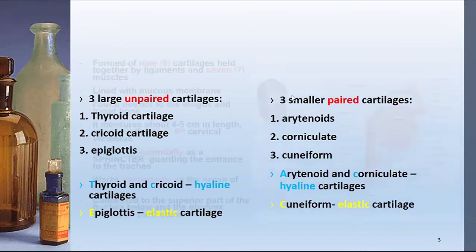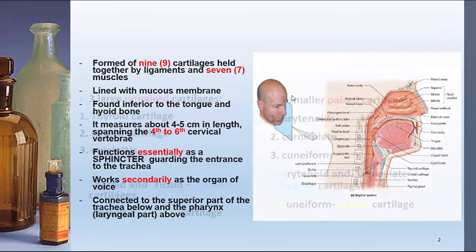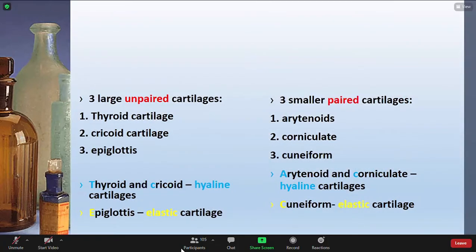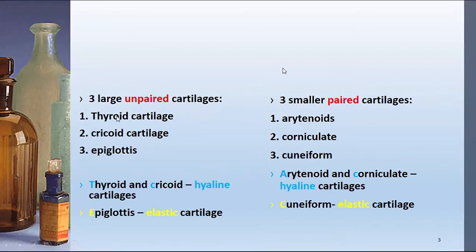So, I mentioned there are 9 cartilages. There are 3 large unpaired cartilages and 3 small paired cartilages to make up 9 cartilages. So 3 unpaired cartilages are the thyroid cartilage, the cricoid cartilage, and the epiglottis. Now, for the smaller paired cartilages, we have the arytenoids, the corniculate, and the cuneiform cartilages.